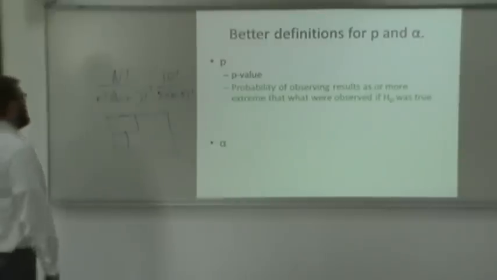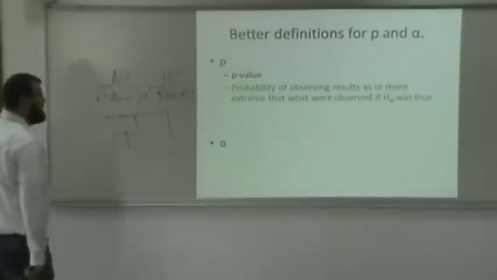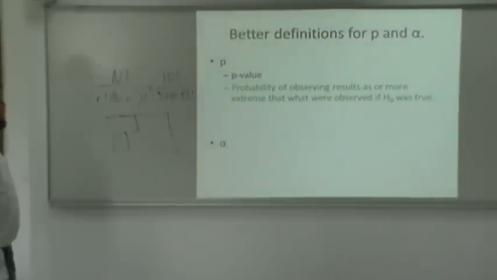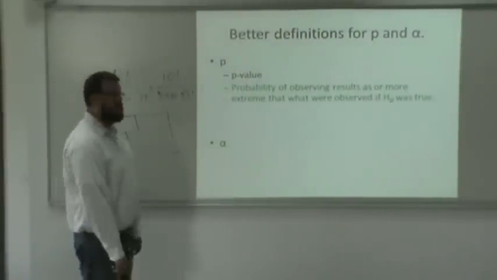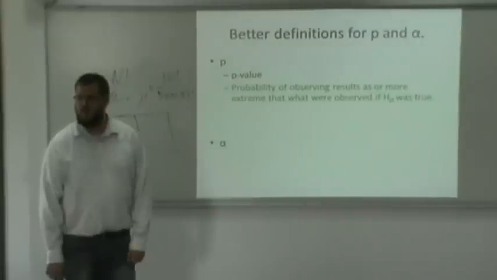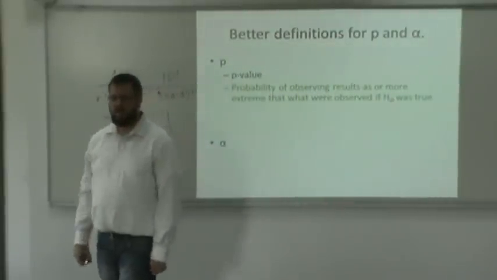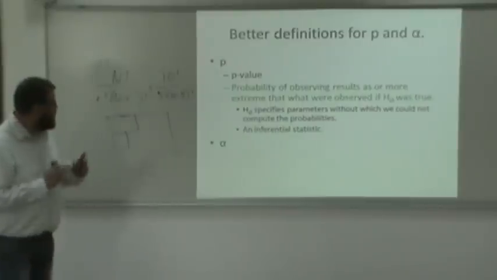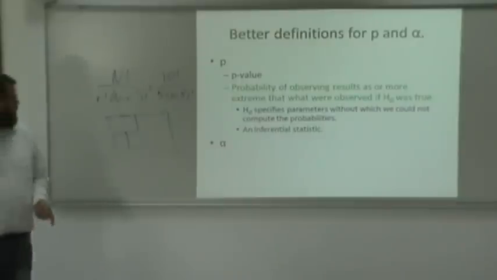All right, so let's make some better definitions for p and alpha. So p is the p-value, the probability of observing results as or more extreme than what we observed if the null hypothesis was true. So this last part just fills in that asterisk that I had before, right? Because the null hypothesis gives us those parameters. If we didn't have them, we couldn't compute the p-value.